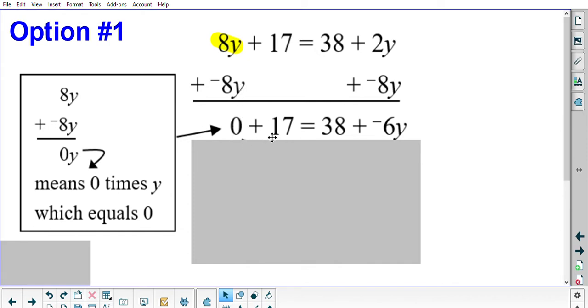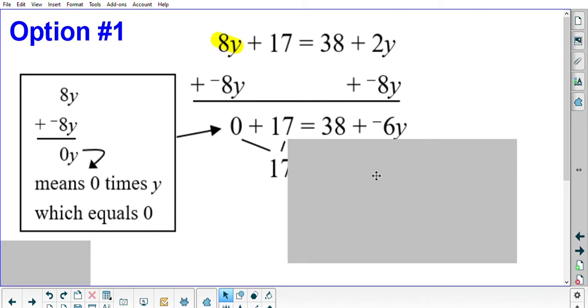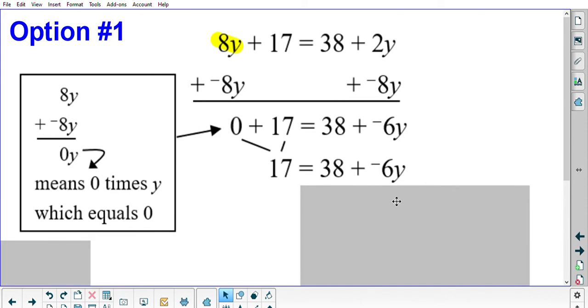And what do we know about 0 plus 17? That would give us 17, because 0 plus anything is itself. That's actually the additive identity property that we talked about earlier this year. The right-hand side, positive 2y plus negative 8y would give you negative 6y. Do you see that we have accomplished the goal of the directions? To get the variable to go to just one side. We have successfully done that.